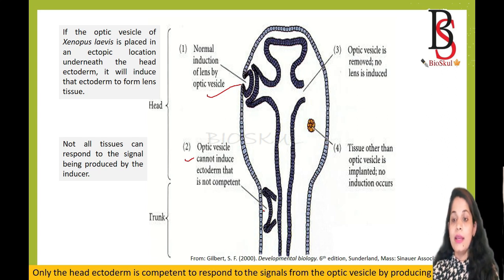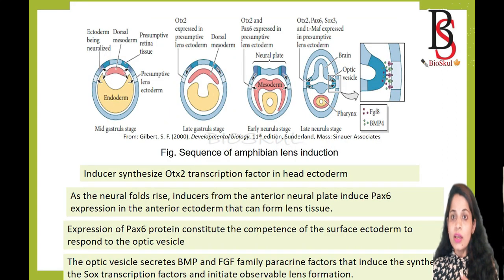Okay. And third one, if the optic vesicle is removed, no lens is induced because the optic vesicle is the inducer which produces the signal. If the optic vesicle is removed, then how can the lens be induced? Okay. If a tissue other than optic vesicle is implanted, then no induction occurs. So now the question is, how is the head ectoderm competent, and not the trunk ectoderm?